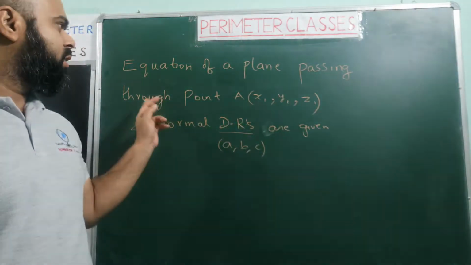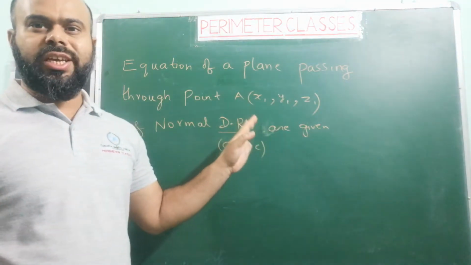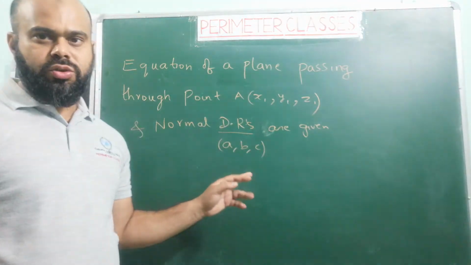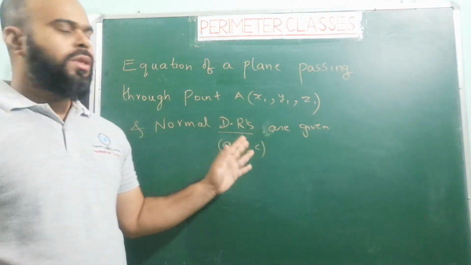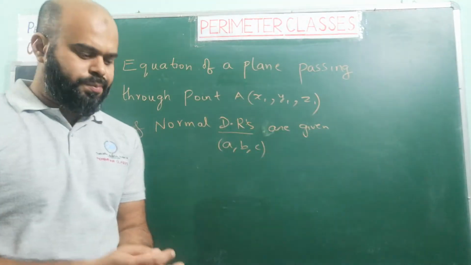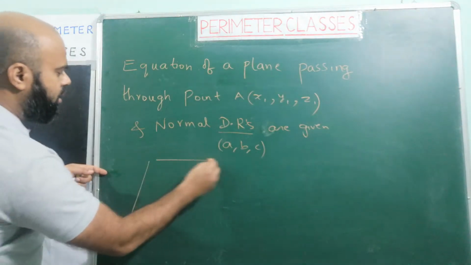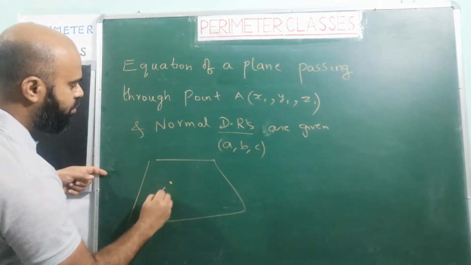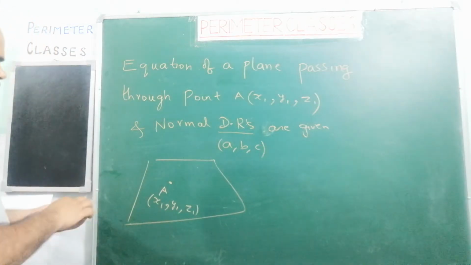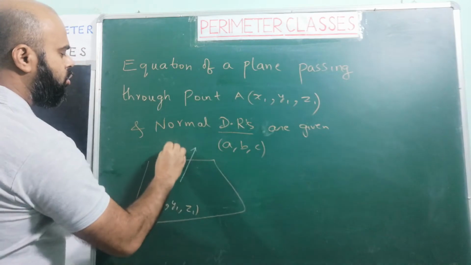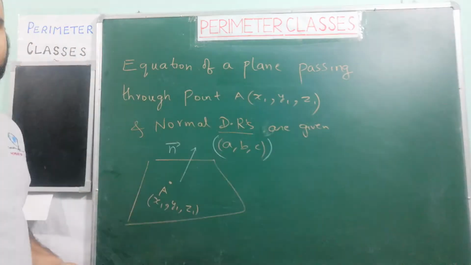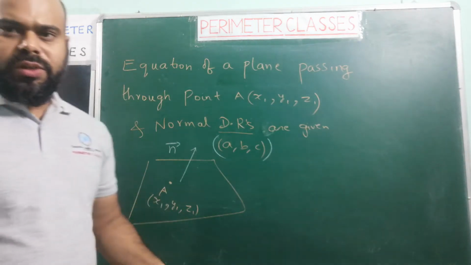When it is given that the plane is passing through a point, suppose (x1, y1, z1), and the normal direction ratios are given, that is, the line normal to the plane has direction ratios A, B, C. So there is a plane somewhere in space, there is a point A through which it is passing, (x1, y1, z1), and there is a normal vector to this plane whose direction ratios are given like this, A, B, C. So can we find the equation of the plane?